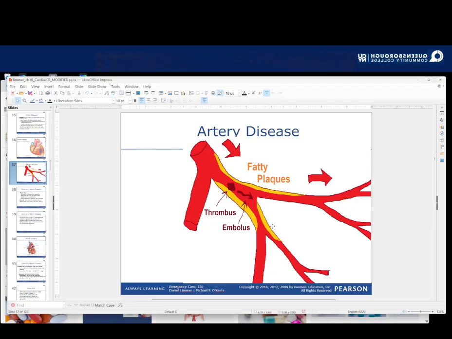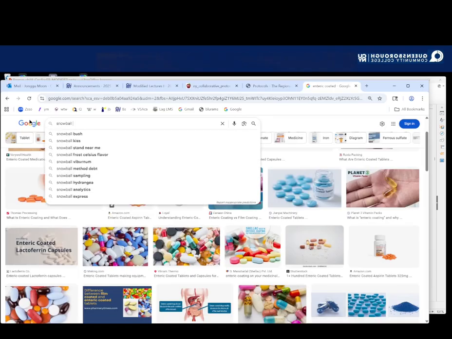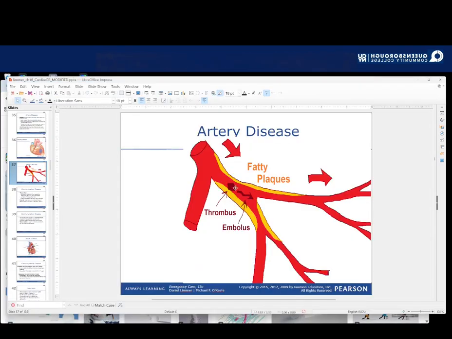But just like a snowball that rolls downhill, the clot that travels will bump into more platelets and get bigger and bigger and bigger. And meanwhile, the artery is getting smaller and smaller and smaller. Eventually, the embolus will run into a narrowed artery or arteriole, and it gets stuck. Which means then that the area downstream from this artery is not getting blood flow.